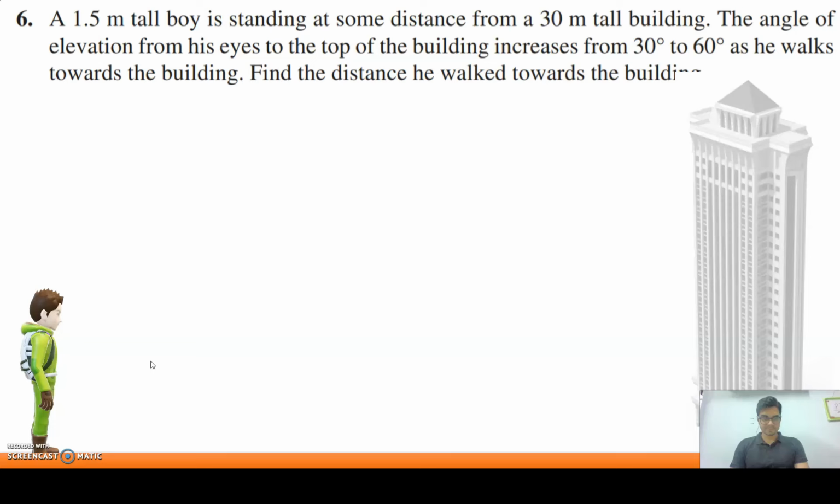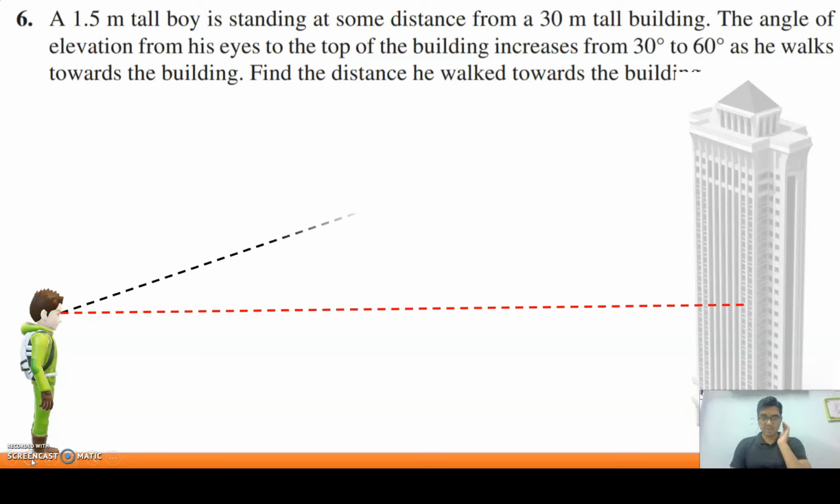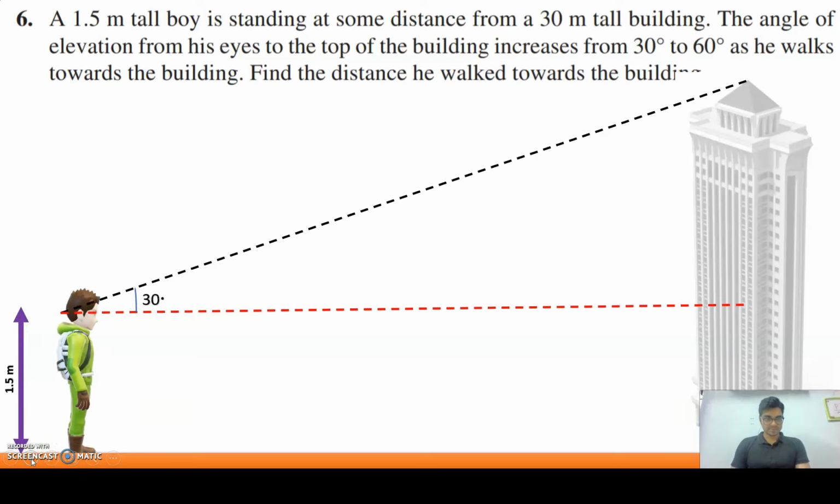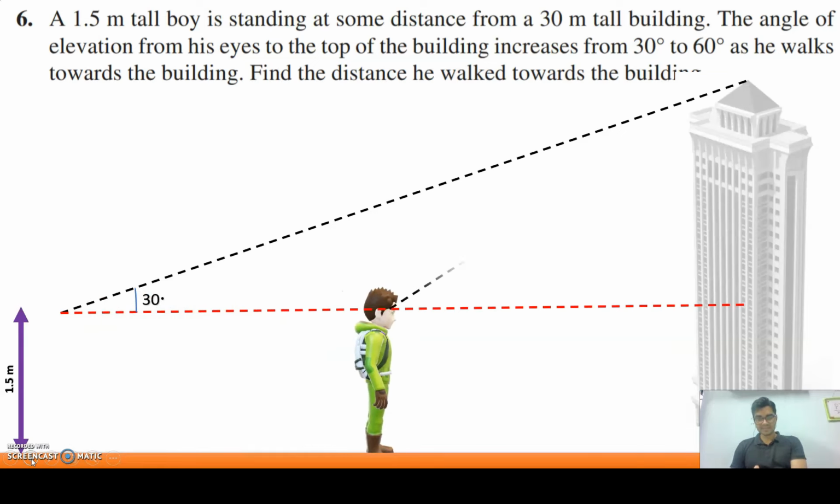As you can see over here, this is the line of sight. Then what happens? He looked at the top of the building and made the angle as 30 degree, as you can see in the picture. The height of the boy is given as 1.5 meters. Then he moved towards the building, and as you can see, the angle of elevation now is 60 degrees.